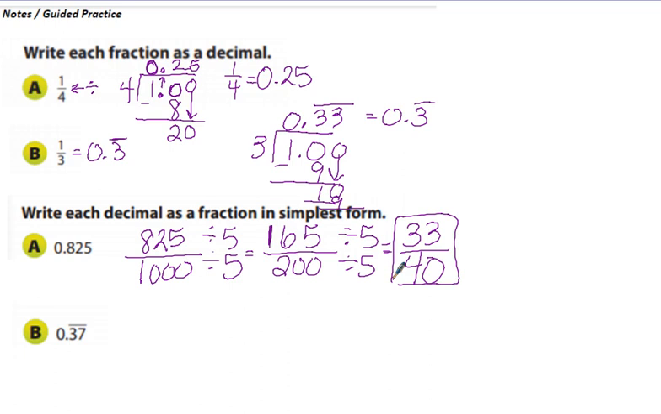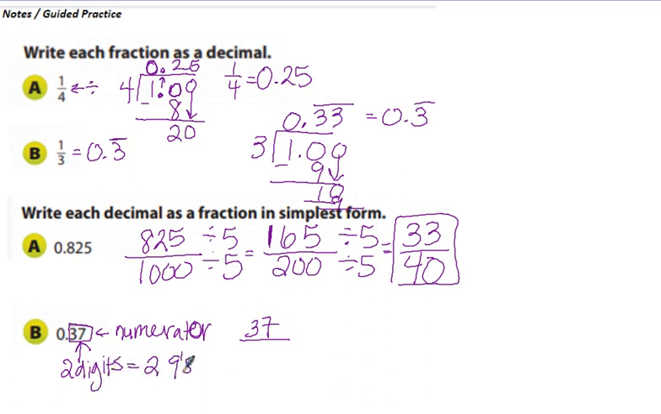Now, repeating decimals are a little trickier. Okay? We first look at what this number is. That's your numerator. Okay, so we're going to go 37. We put it over nines. So there's 2 digits here, right? 2 digits equals 2 nines. So we go like this, 99.